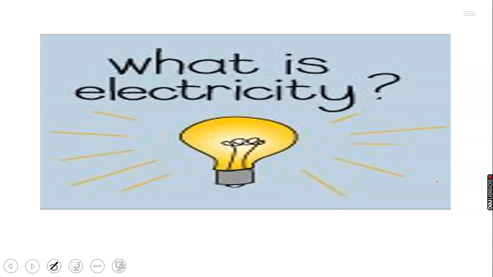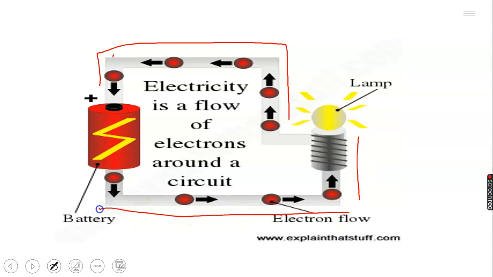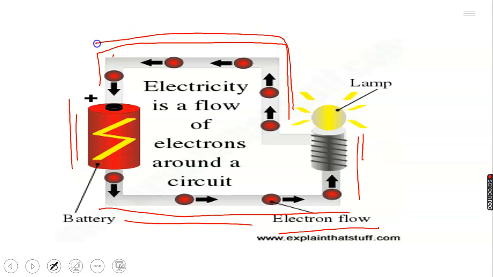Okay, let me help you out. Electricity is the flow of electrons around a circuit. What did I say? Electricity is the flow of electrons around a circuit. You can see the flow of electrons, and it's actually going round. Electrons are flowing. You can see the cell and the lamp. That is the flow of electrons moving around a circuit.